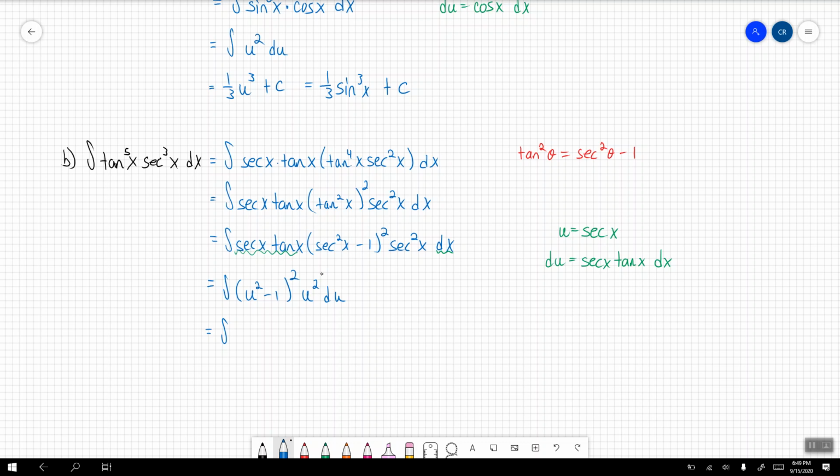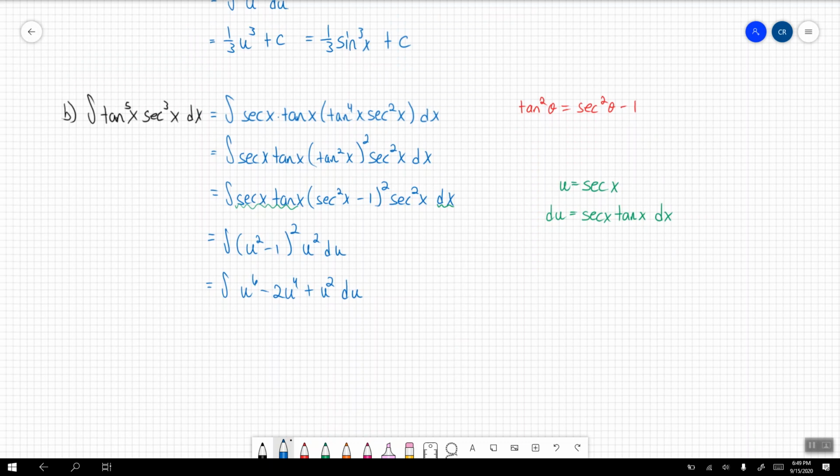So this is going to be u to the fourth multiplied by u squared. So that's going to be u to the 6 minus 2 times, well, this is u squared and u squared, so that's going to be u to the fourth. Perfect. And then plus u squared. That's all du. Which means we now have a polynomial to integrate, and we can integrate this term by term. U to the 6 now integrates to 1 over 7 u to the 7 minus 2/5 u to the 5th plus 1/3 u to the 3rd plus your constant.